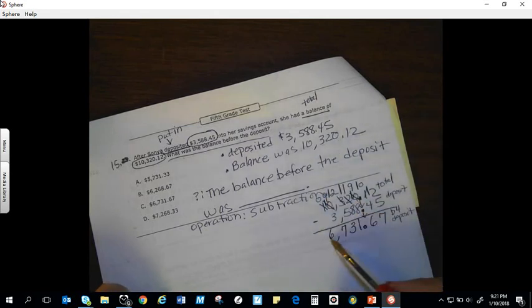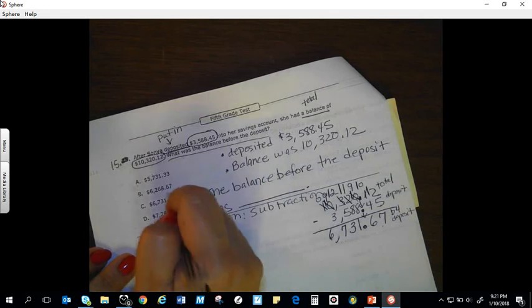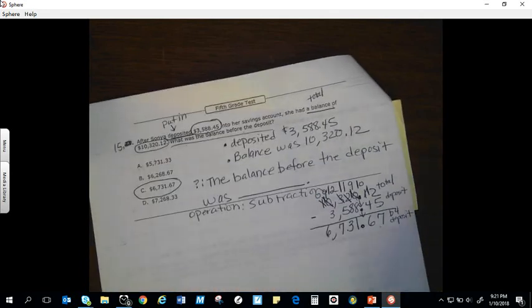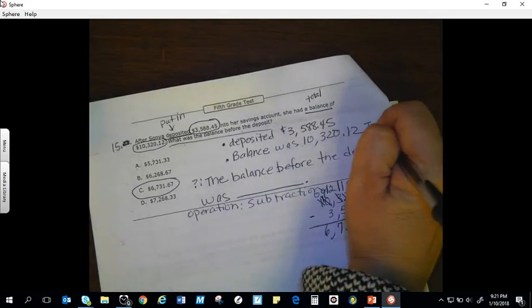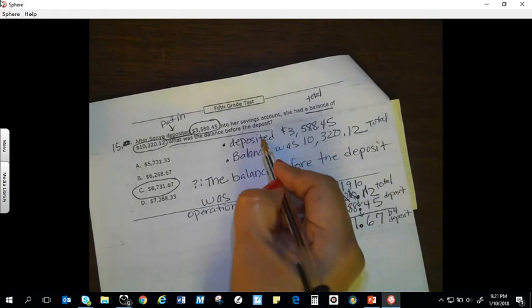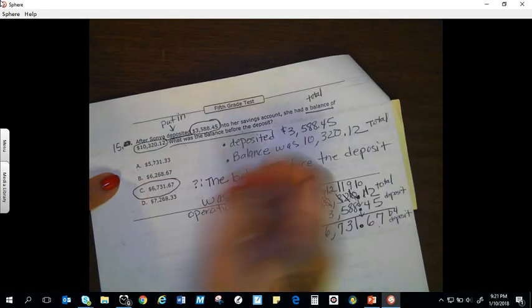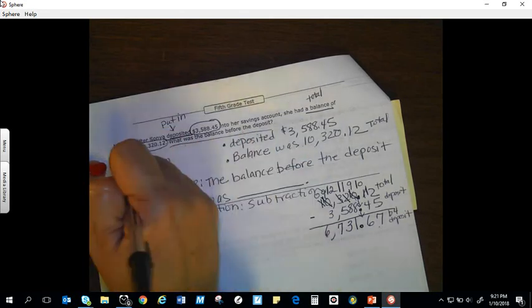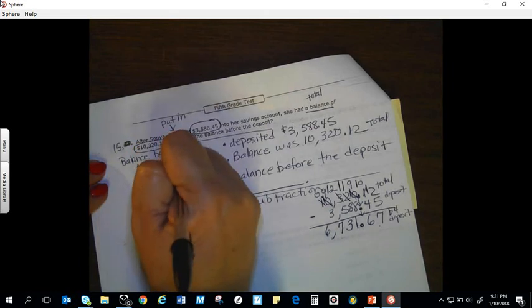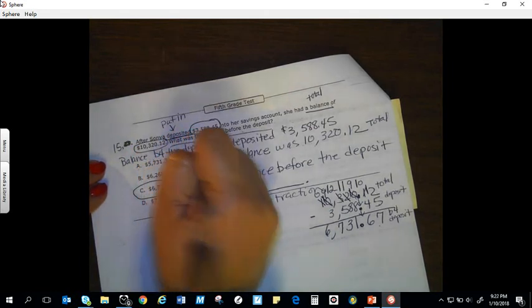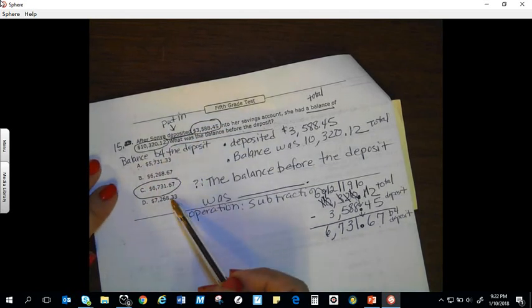So now my answer is $6,731.67. Again, if you are still struggling with regrouping, you can use your answers, because this is the total that you're trying to find, and this is what she deposited. So I'm going to take what she deposited, and all of these, what was the balance before the deposit? So all of these are the possibilities of the balance before the deposit.